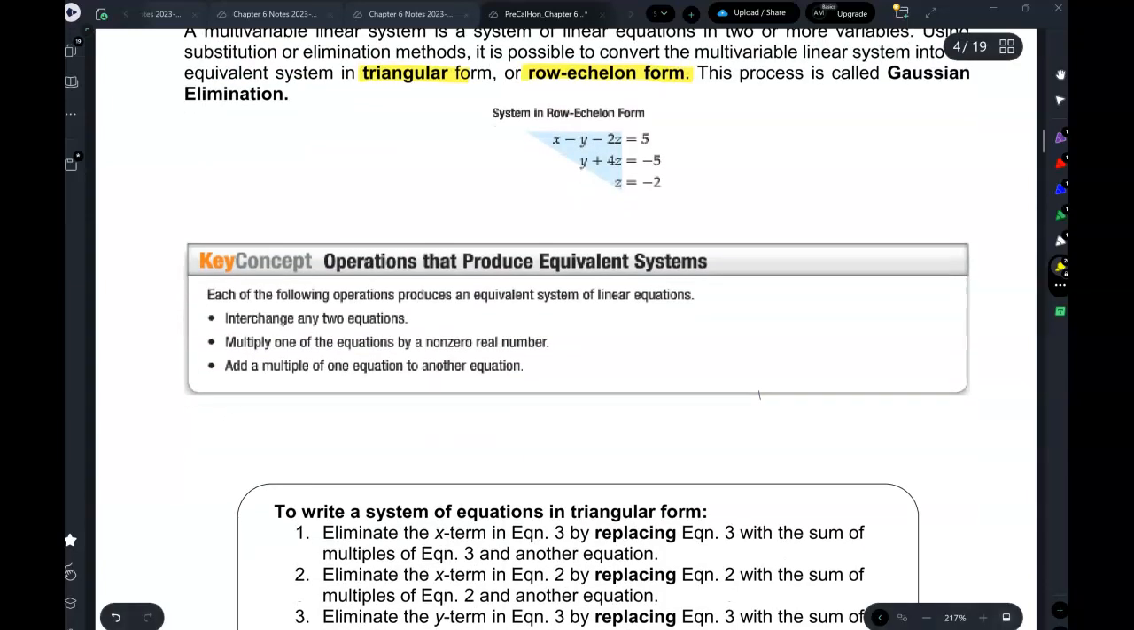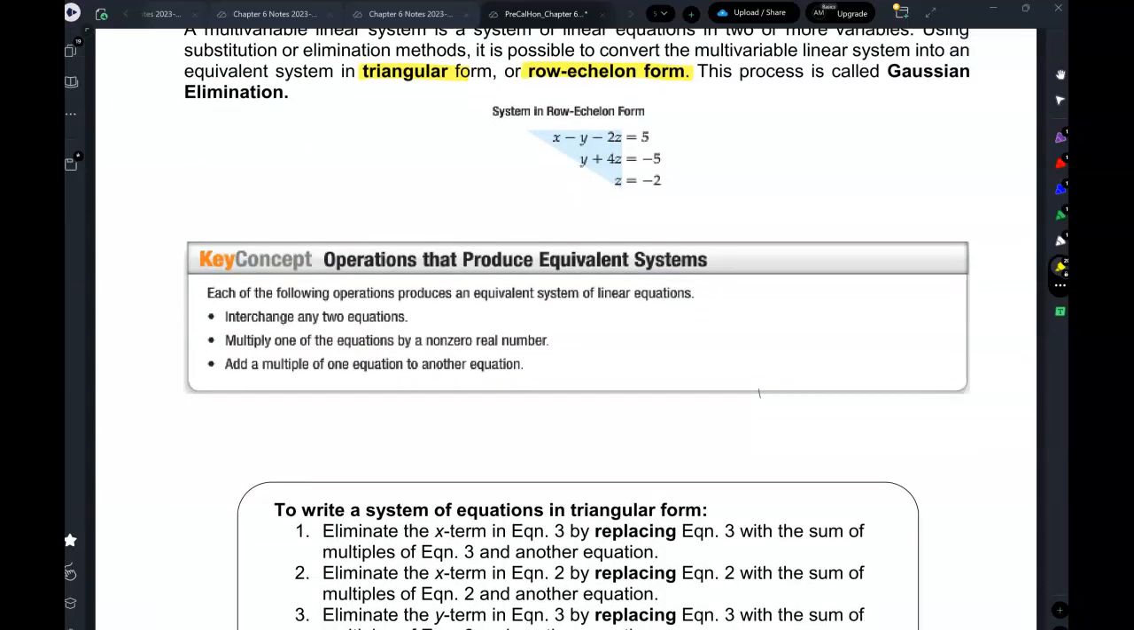Okay? Now, what are some ways that you can do that? You are allowed to interchange any 2 equations. You're allowed to multiply one equation by another number. You're allowed to add multiples of equations together. The difference between this and what we've been doing before is you keep the unit intact, right? And then you just replace an equation with a new one. You never get rid of equations.